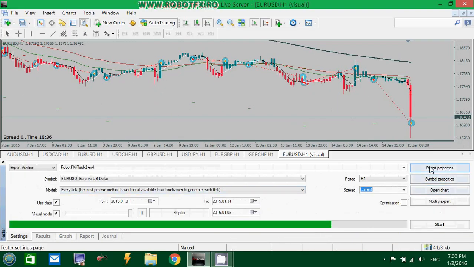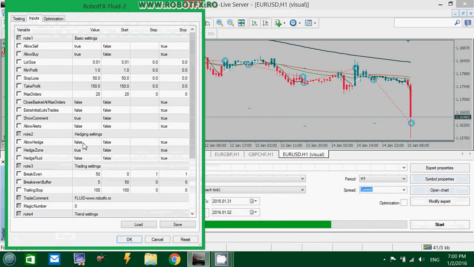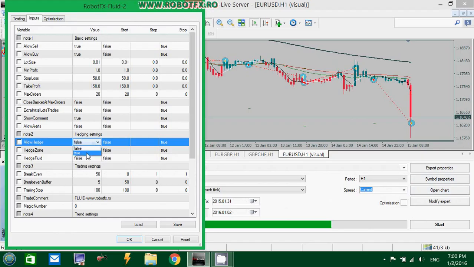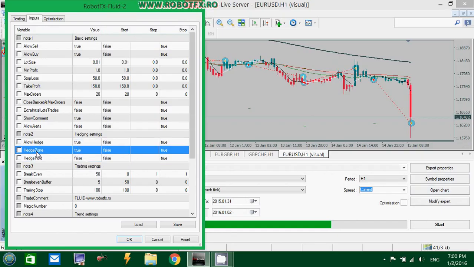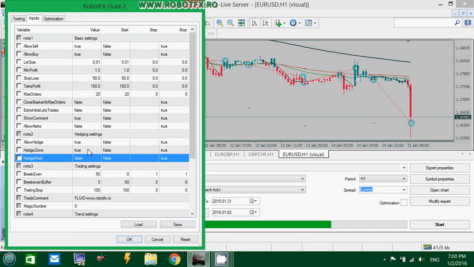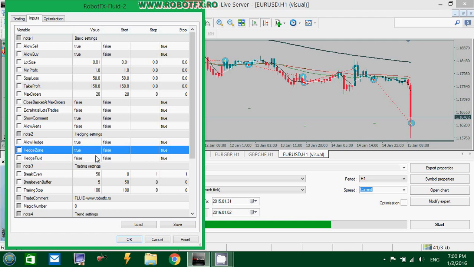Now let's change and set allow hedge to true, and we will use first the hedge zone option. If the allow hedge is set to true, you must use only one of these two options. We have two methods to hedge a losing trade, two hedging strategies: the recovery zone, and hedging fluidly with the trend. Let's try the first one.